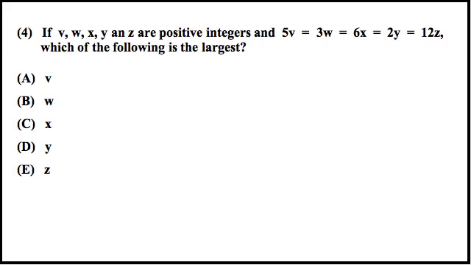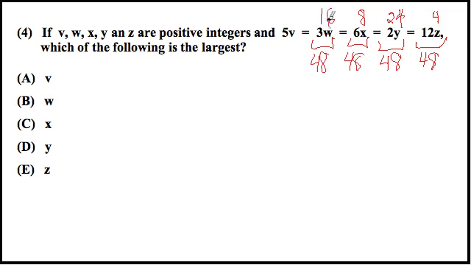Okay, so let's choose some numbers here. We want to try to avoid choosing numbers that are in the problem. So let's try 4 for z. So 12z is 48. So 2y also has to be 48. So y has to be 24. And 6x also has to be 48, so x is 8, and so on.